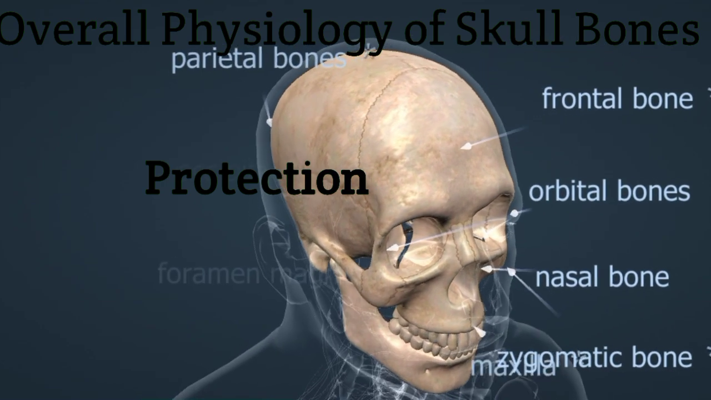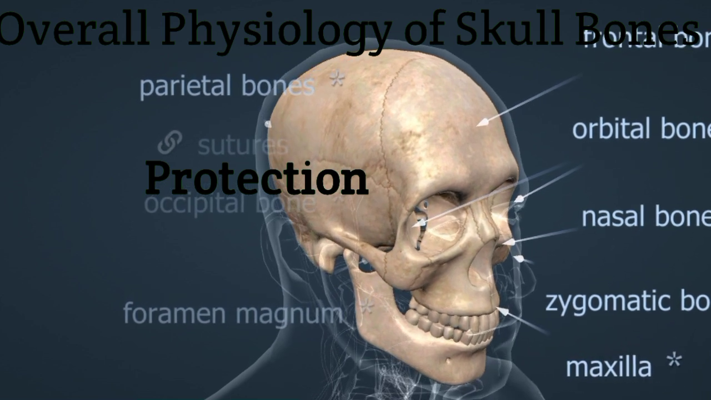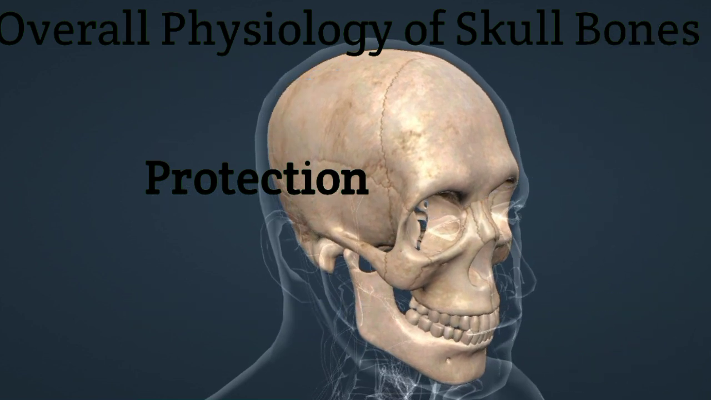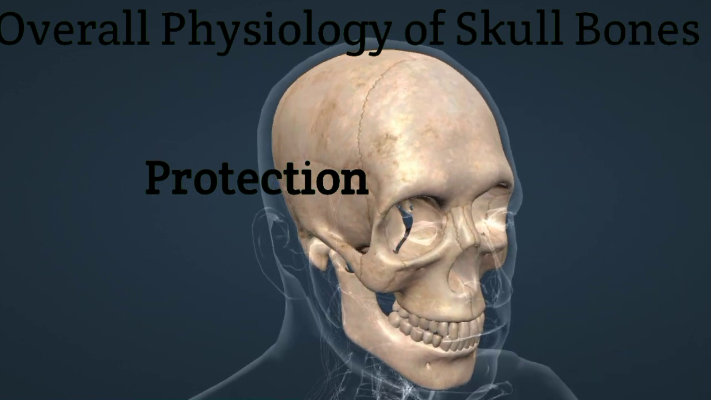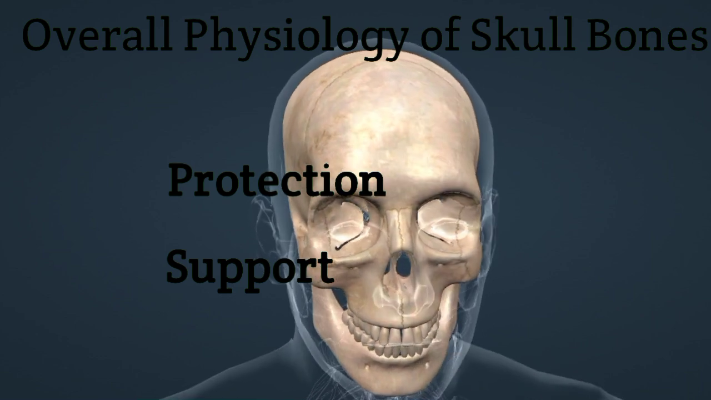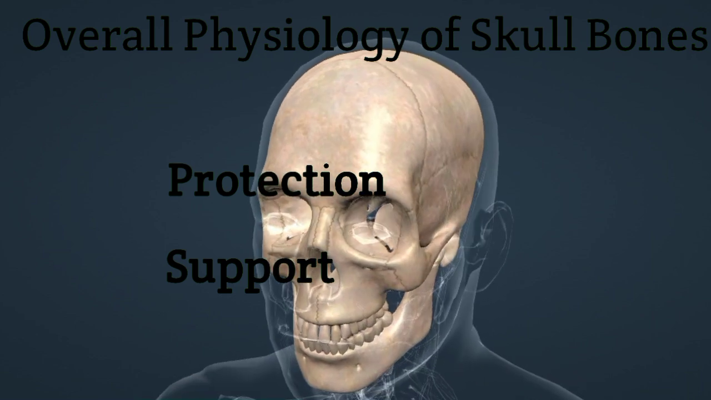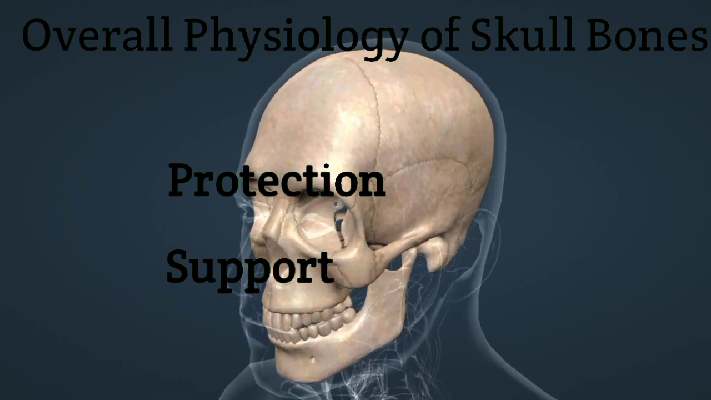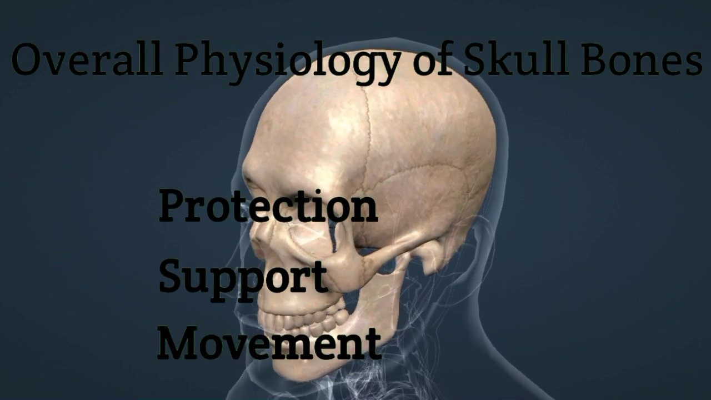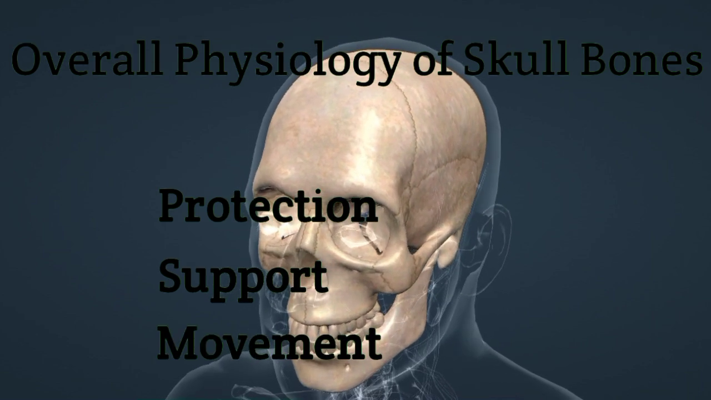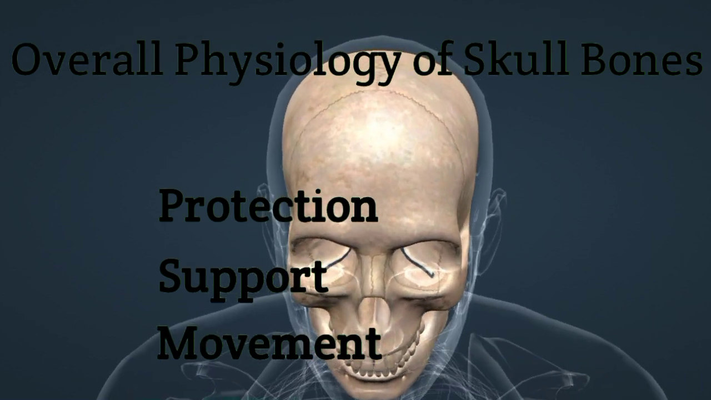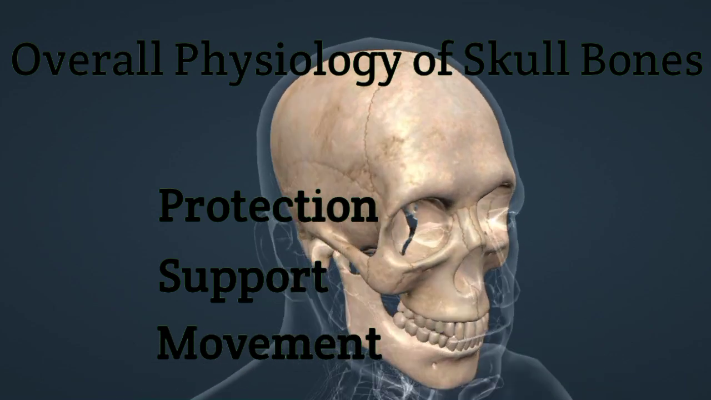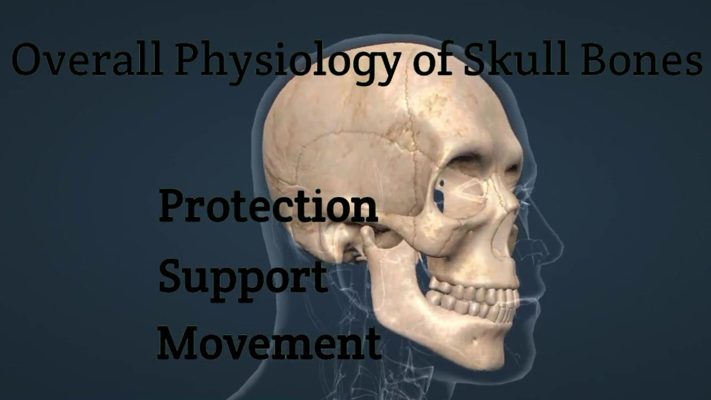Cranial bones shield the brain, and facial bones protect sensory organs like the eyes and nasal passages. Support: provides structural support for facial muscles, aiding in expressions, eating, and speaking. Movement: while mostly immovable, the mandible allows for jaw movement, essential for chewing and communication.